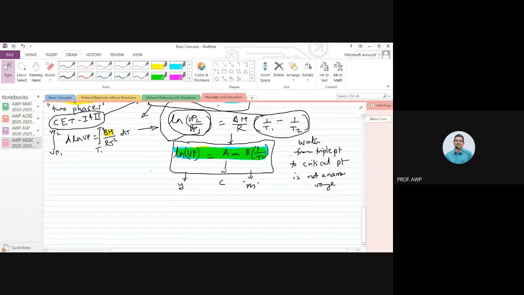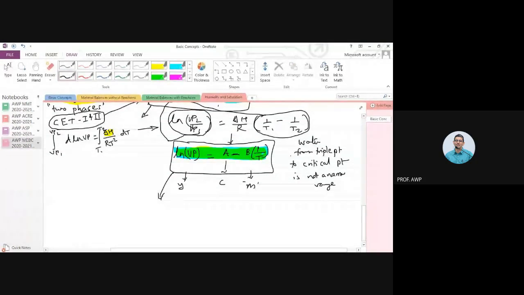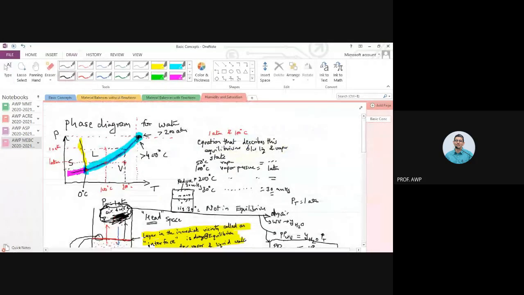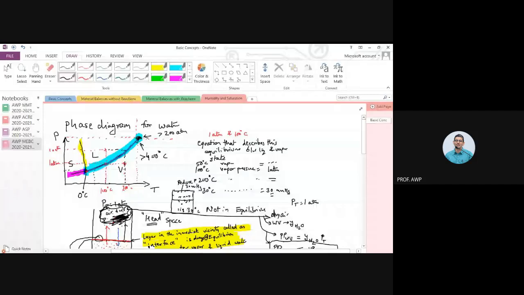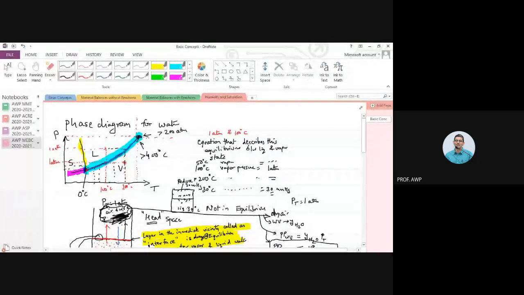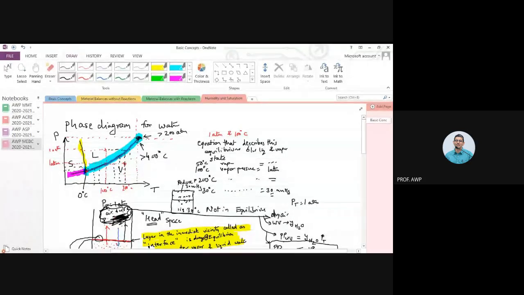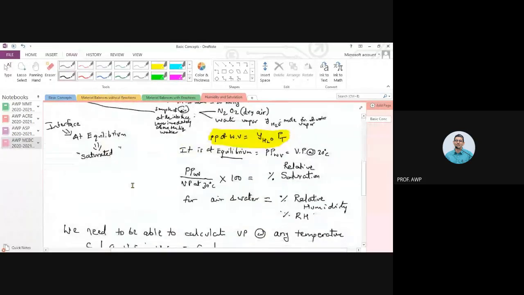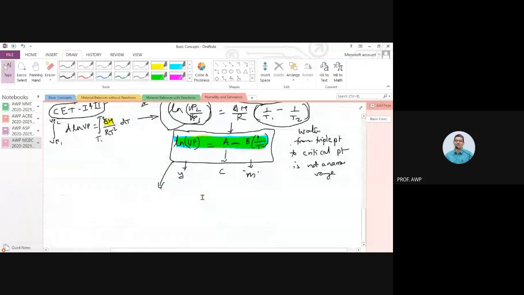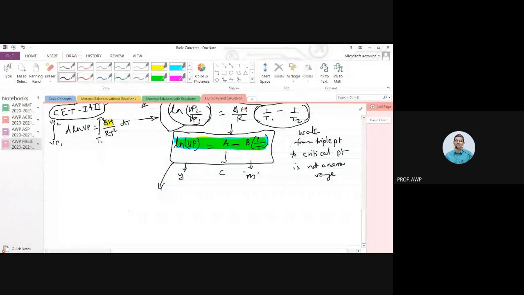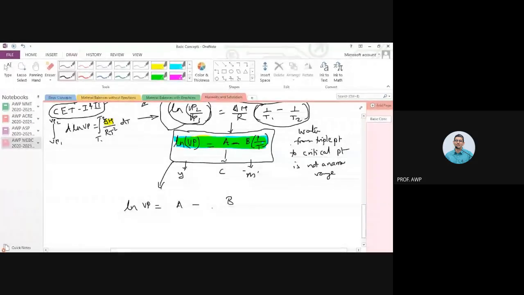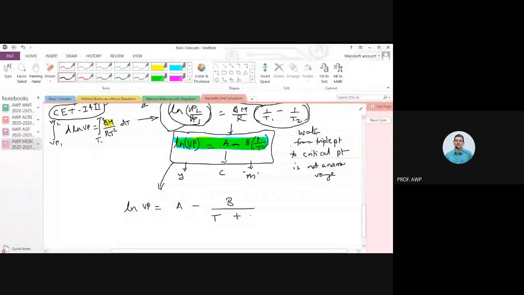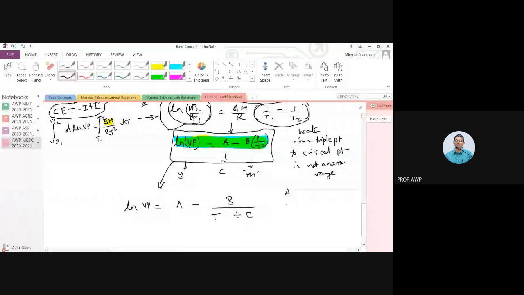So people took this equation, and people actually measured temperature and pressure. At this temperature, what is the vapor pressure? People actually made measurements and fitted an equation which looks like this: ln Vp is equal to A minus B divided by T, and some constant was added. So A, B and C, these are constants.